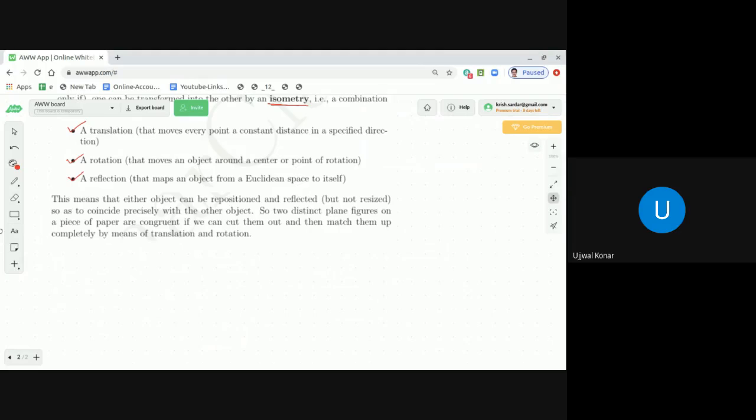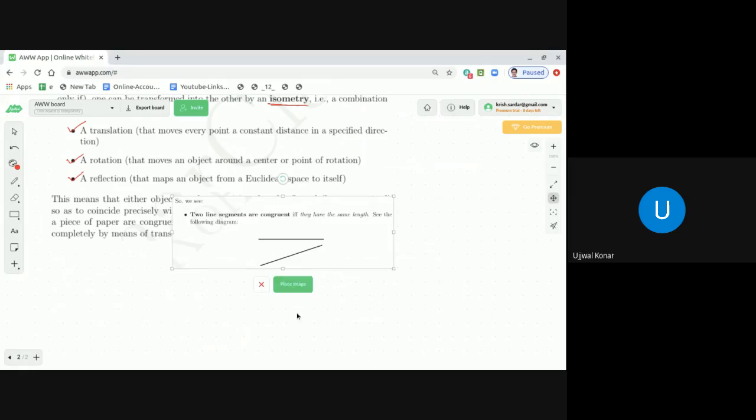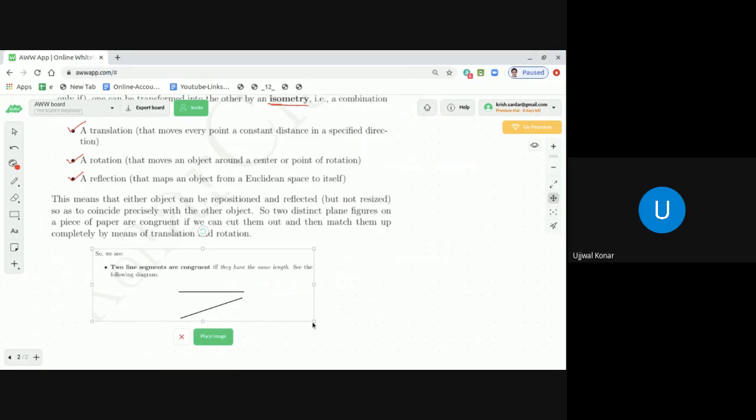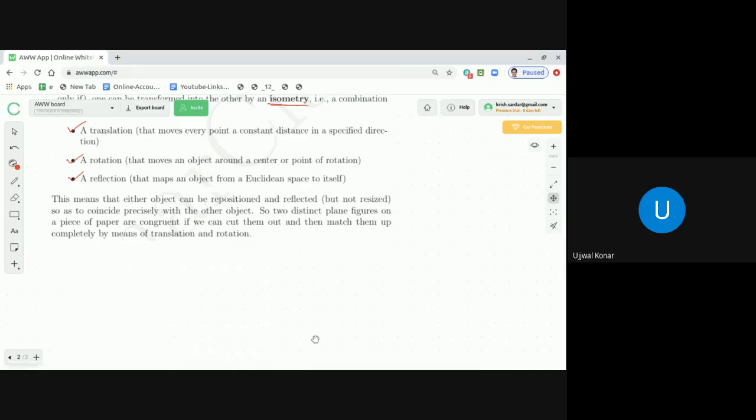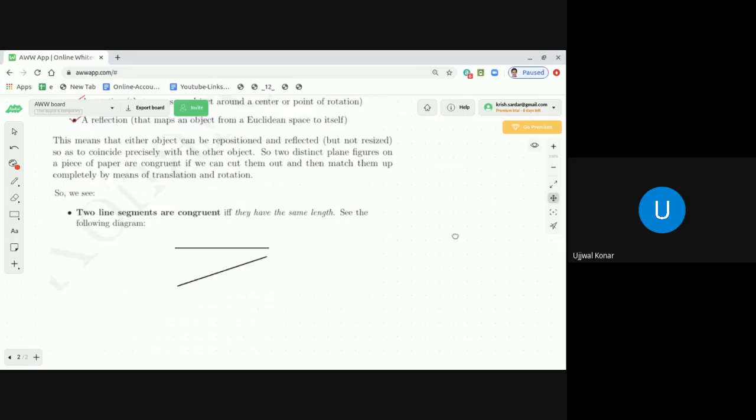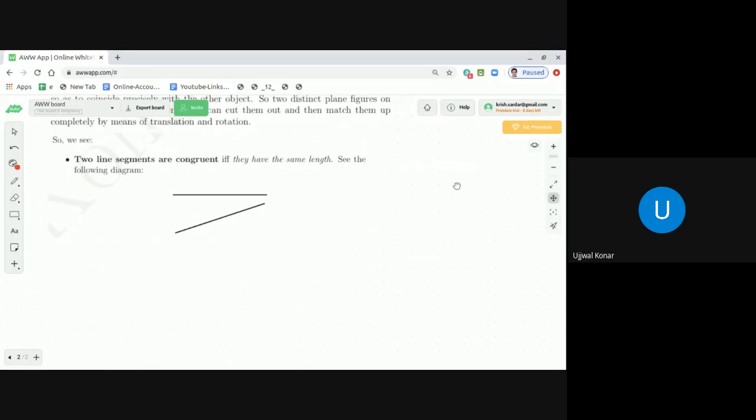Let us take some practical example. Two line segments, when can we say that two line segments are congruent, dear students? Two line segments are congruent if they have the same length. See the following diagram, as you see. These two line segments have the same length.